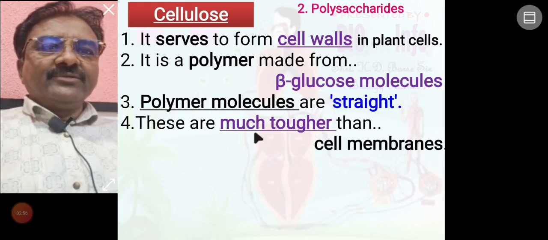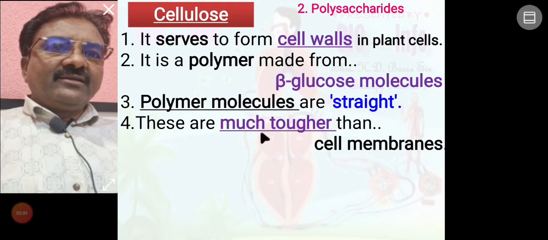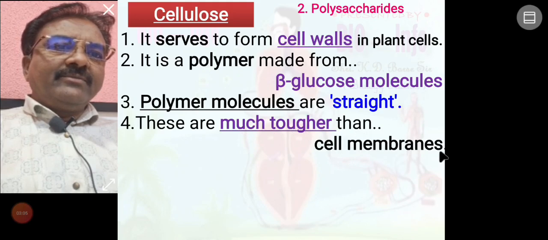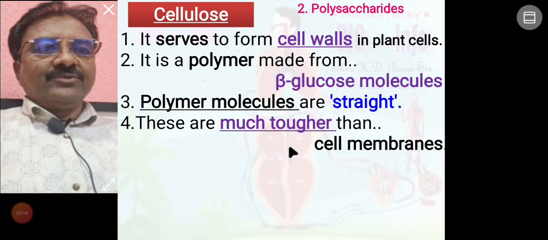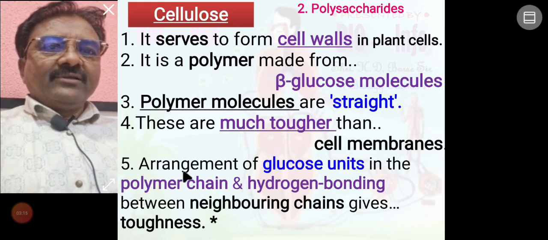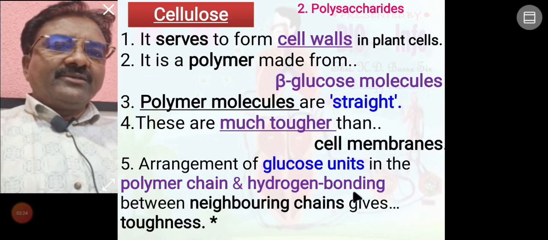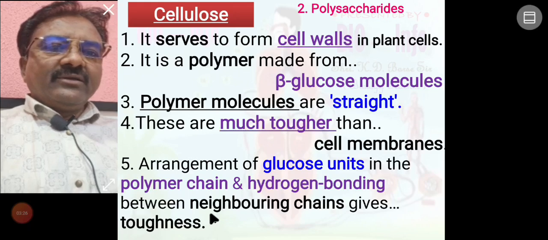The polymer cellulose is present in the cell wall, much tougher than the cell membrane. Cellulose is tougher even than the cell membrane. Why is it so tough? In polymer cellulose, the arrangement of the glucose units in the polymer chain and hydrogen bonding between the neighboring chains gives toughness.